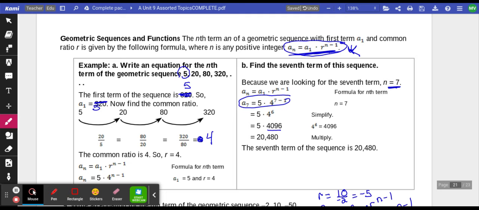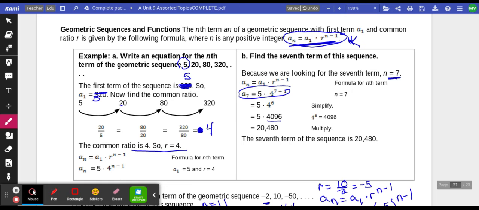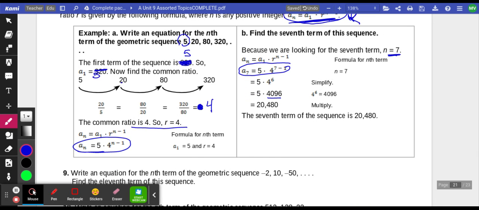So there's a couple of mistakes in this first example typed out that you need to fix. So to write the equation of the nth term of the geometric sequence 5, 20, 80, 320, the first term is 5, not 320. So a sub 1 equals 5. So now I need to find my common ratio. So I divide the second term by the first term, and that's the same for all of them. So r equals 4. So the common ratio is 4, which gives me the formula a sub n equals 5 times 4 to the n minus 1. I cannot simplify that anymore.